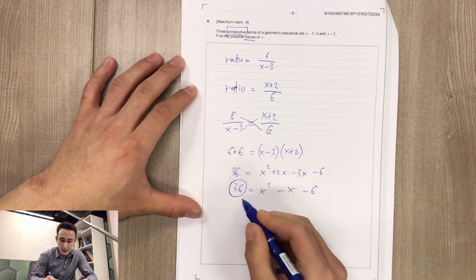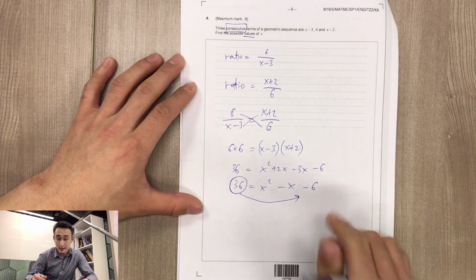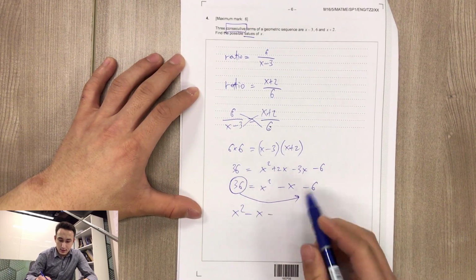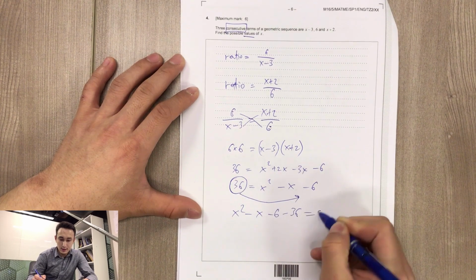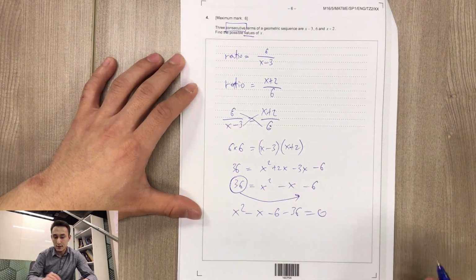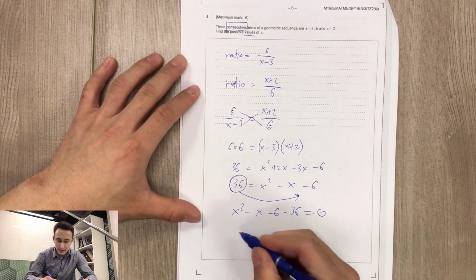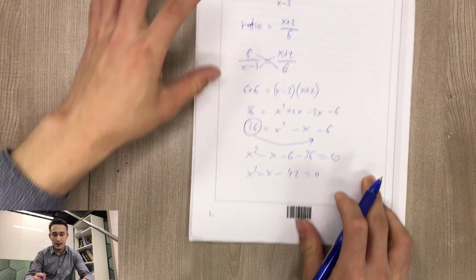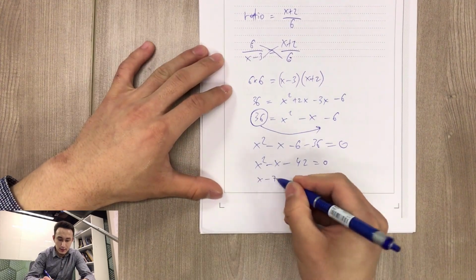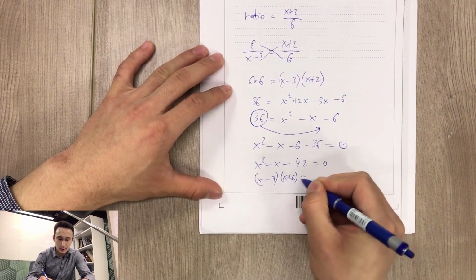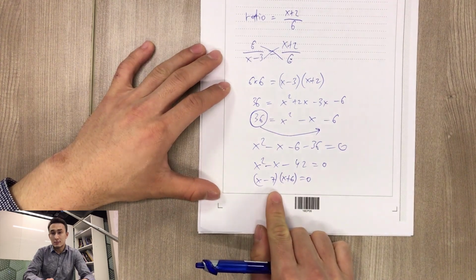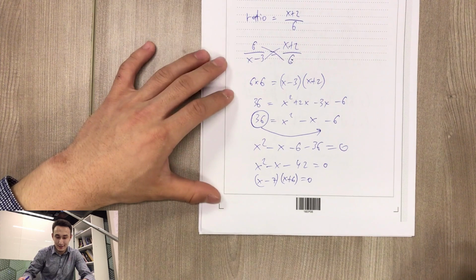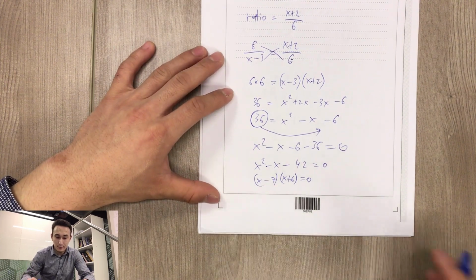Take this 36 and move it to the other side, to the right hand side. So x squared minus x minus 6 minus 36 is equal to 0. So 36 moving to the other side becomes negative, okay? So then x squared minus x minus 42 is equal to 0. So from here we factorize: x minus 7 and x plus 6 is equal to 0. If you need help with this factorization, please leave the comments down below. I will probably need to make another video for this, which is out of the scope of this video.